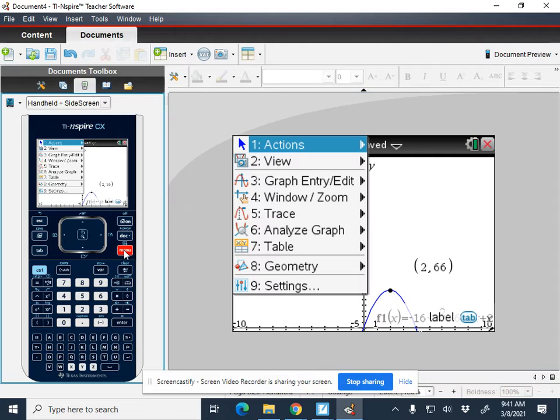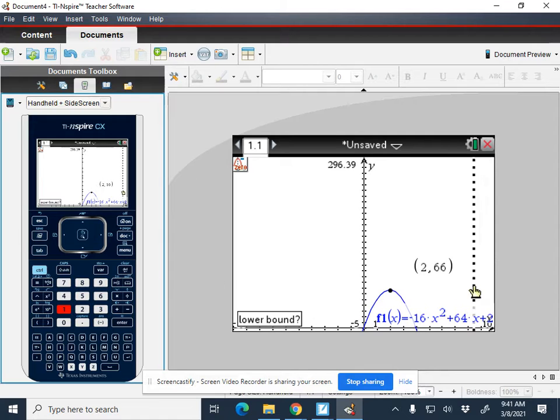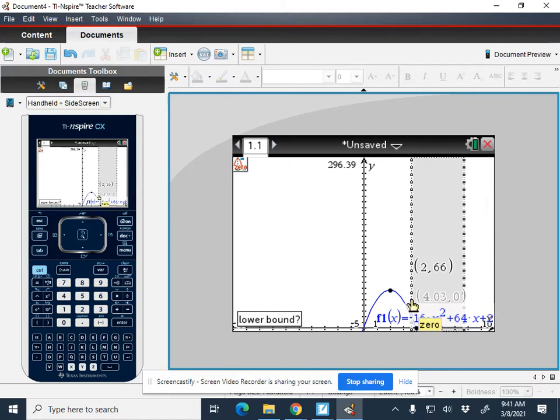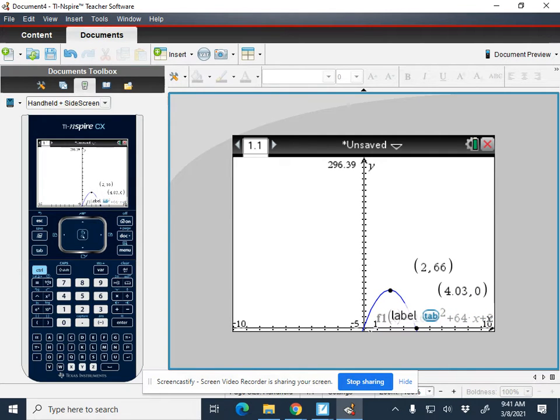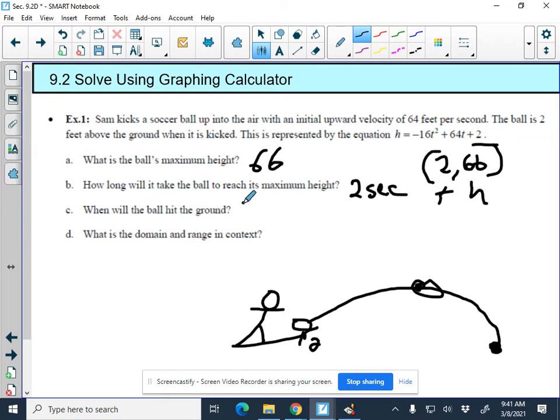So we're going to go menu, 6, 1. And I'm going to click over here, and then I'm going to drag until this 0 shows up. And this 0 shows up, it says at 4.03 seconds. So it's going to hit the ground at 4.03 seconds. Now the domain and the range.